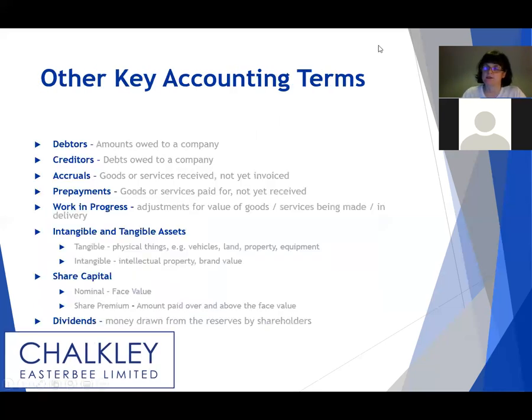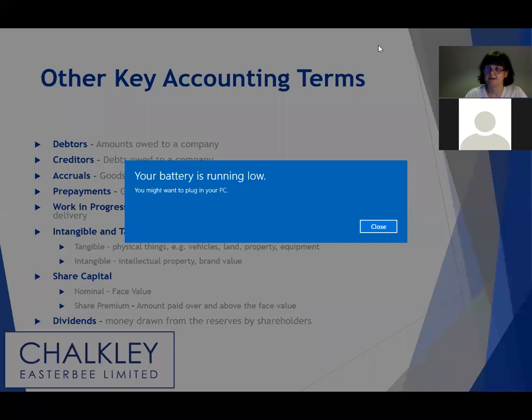Some other key accounting terms: you have debtors, which are the amounts owed to a company. So these will sit up towards the top of your balance sheet. Creditors, so that's the debts owed by the company. So that's people, for example, banks that you may have taken a loan from. Accruals are goods or services received but not yet invoiced. So an example might be your accounting fees.